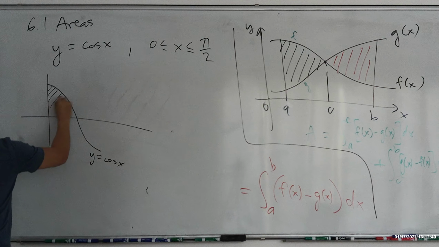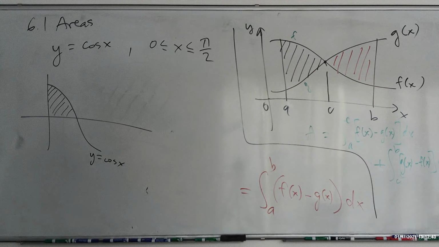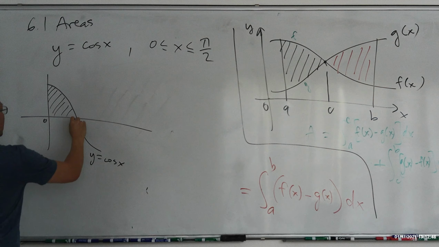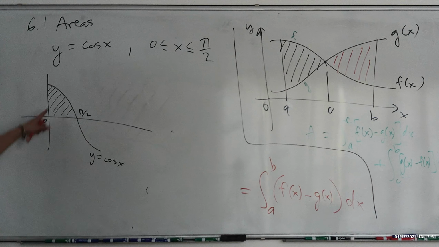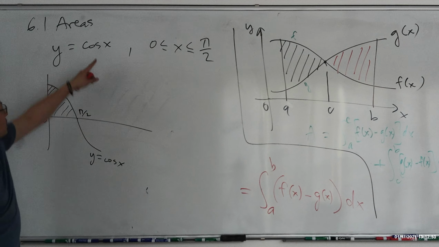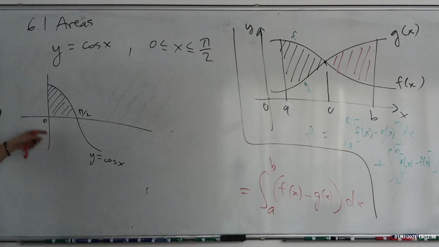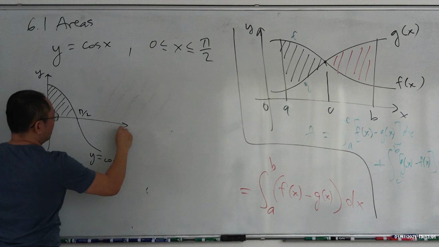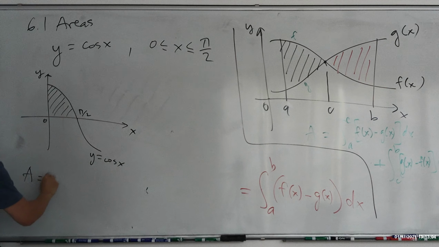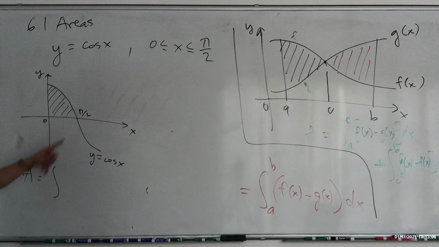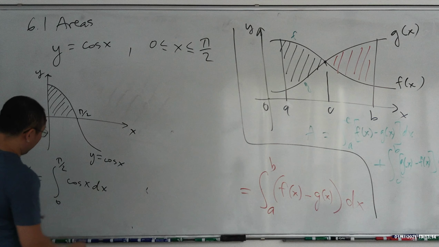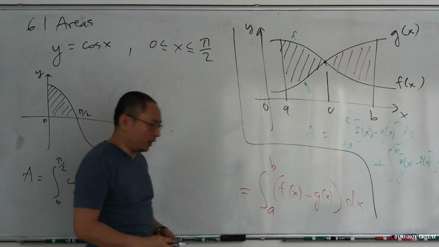And if I ask you to calculate this area, okay, this is 0 right here. When x equal to pi over 2, cosine of pi over 2 is going to be 0. And if I ask you to calculate the area bounded by the function y equal to cosine of x, the y-axis and the x-axis right here, then what? This area will be equal to the integral, x running from 0 to pi over 2, right? And the function is cosine of x dx.